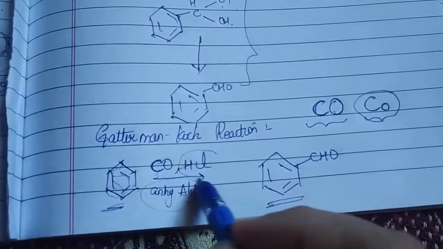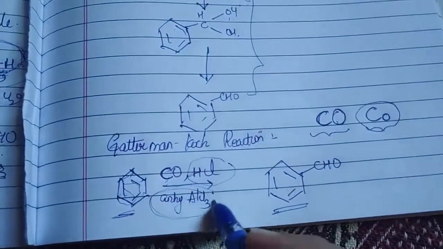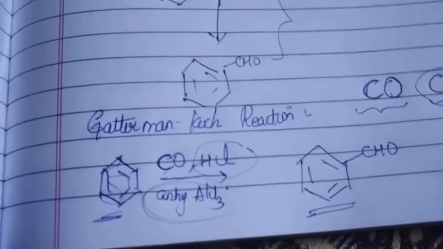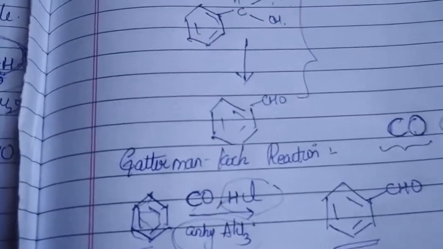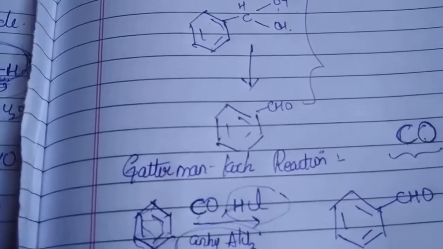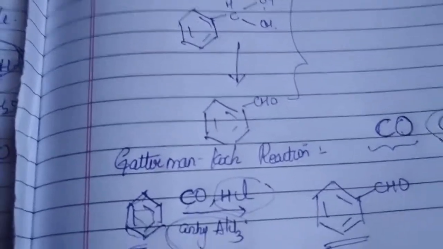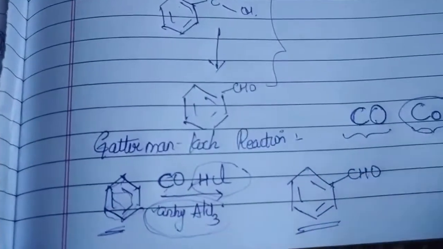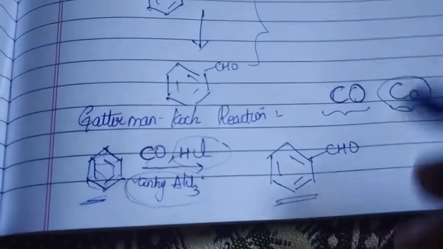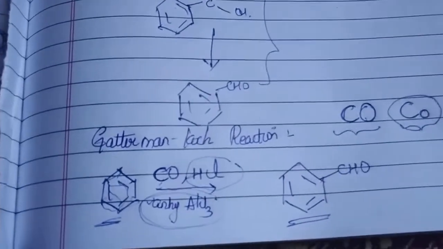In the presence of hydrogen chloride and in the presence of anhydrous AlCl3. In certain scenarios, we can also use cuprous chloride. So when you're taking this reaction, of course, the final product we are going to obtain is called benzaldehyde. If it was a substituted benzene derivative, then of course you would have obtained a substituted benzaldehyde.